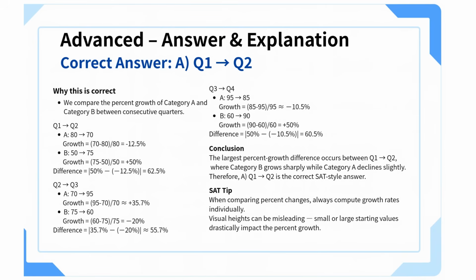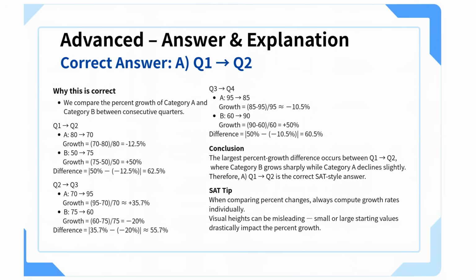Next, from Q2 to Q3. Category A rises from 70 to 95, an increase of about plus 35.7%. Category B drops from 75 to 60, a minus 20% change. The difference here is roughly 55.7%.